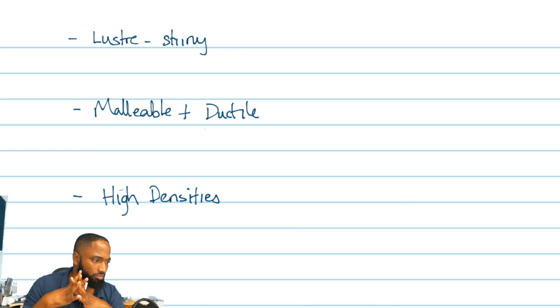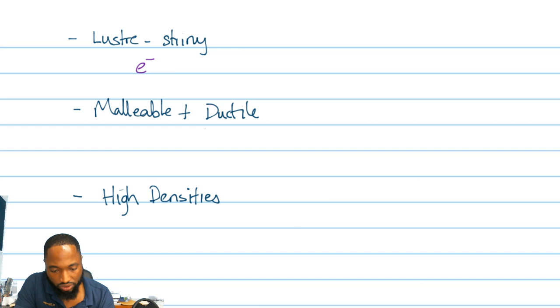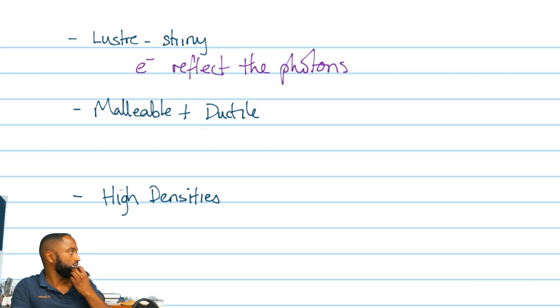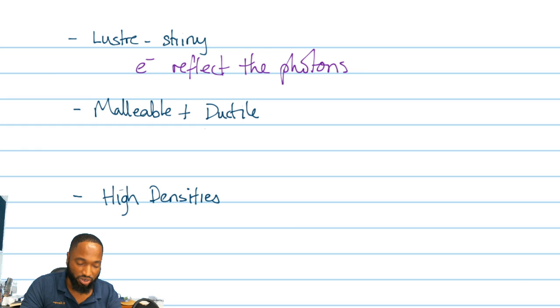It's polished. The electrons reflect the photons, yes. Everything just points back to the electrons reflecting the photons before they could penetrate. If the light could penetrate and not come back to our eyes, it would look black, dark, opaque, dull. Instead it reflects, so we get a shiny look, as the electrons are doing that.